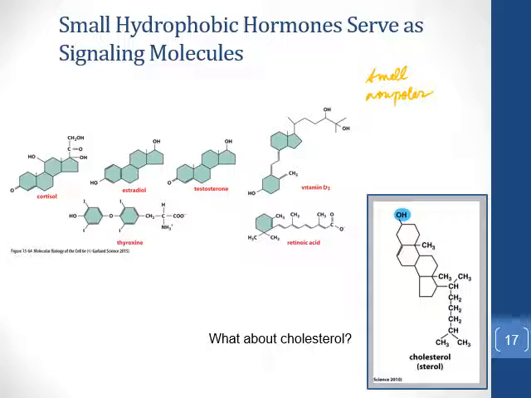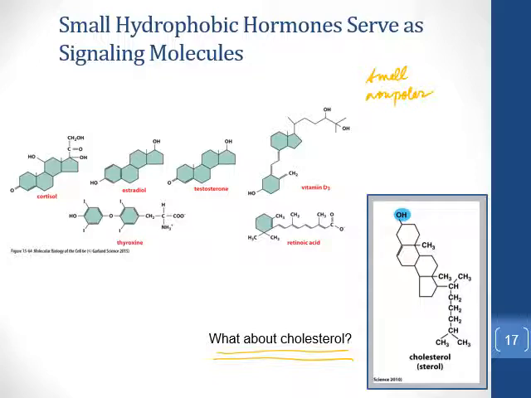The other thing that you'll notice about a lot of these molecules is that they have a structure that's very similar to that of cholesterol. So it brings up an interesting question. Is cholesterol a signaling molecule? Turns out cholesterol is not a very effective signaling molecule at all, for one simple reason. It's everywhere. It's already in membranes. It's an important component of membranes.